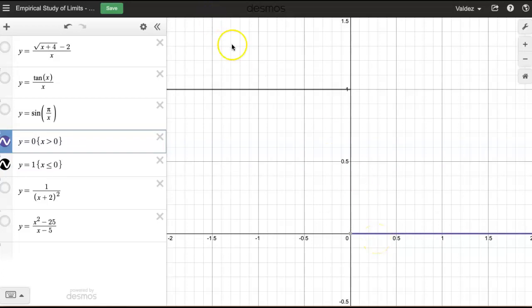And like I mentioned before, if the behavior from the left isn't the same as the behavior from the right, then by definition, we have to say that the limit does not exist. So for this piecewise function here, if we wanted to say, well, hey, what's the limit of this piecewise function? Well, it has to be does not exist if it's approaching, in this case, t equals 0 from both the left and the right.